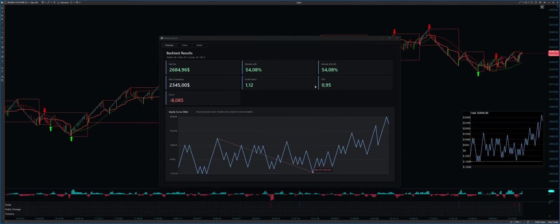Now we can see the result right here. The setup is already profitable, which means we made a total profit of $2,684 here over 20 days. There were 98 trades in total, 53 winners, 45 losses, and 0 break-even trades. We have a win rate of 54% and a risk-reward ratio of 0.59.